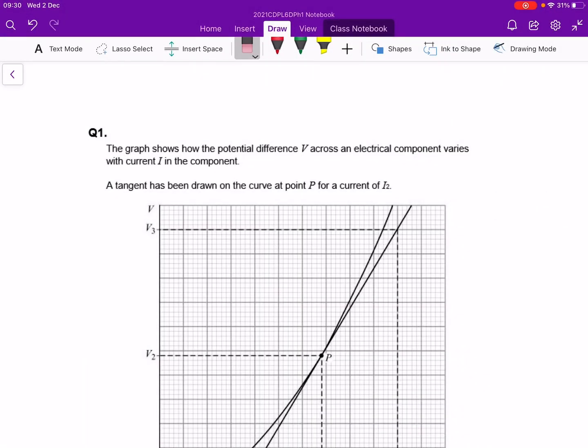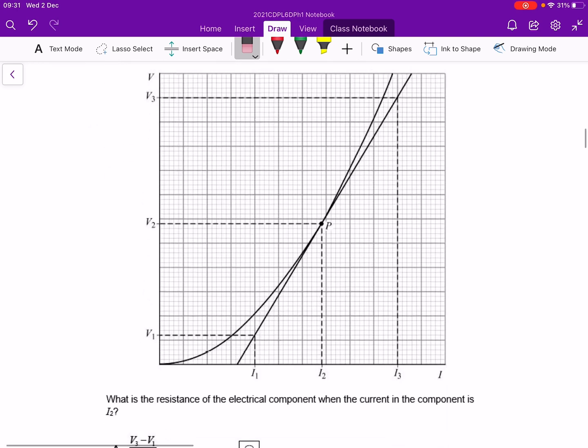All right, so this is a review of the lower sixth Christmas exam, multiple choice questions. So we've got a graph here, some kind of current voltage graph, and it asks us what is the resistance of the electrical component when the current is I2. So we're looking at a current here of I2, and so a voltage of V2.